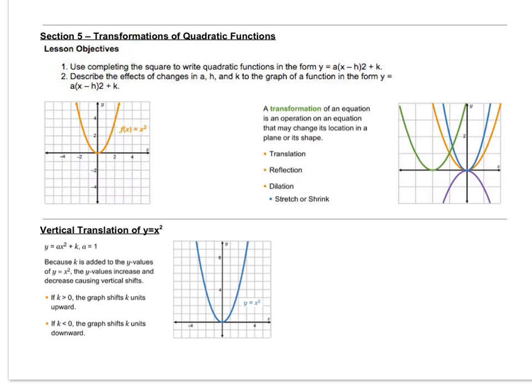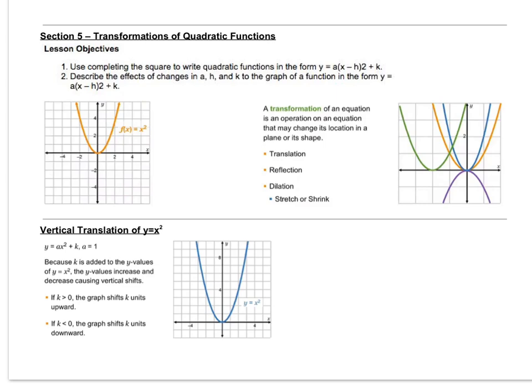Okay, and what we're going to do is use completing the square to write a quadratic function in the form y equals a times the quantity x minus h squared plus k. We want to describe the effects of the changes in a, h, and k on the graph of the function in the form of what we just had. And that should be squared, not just times 2.